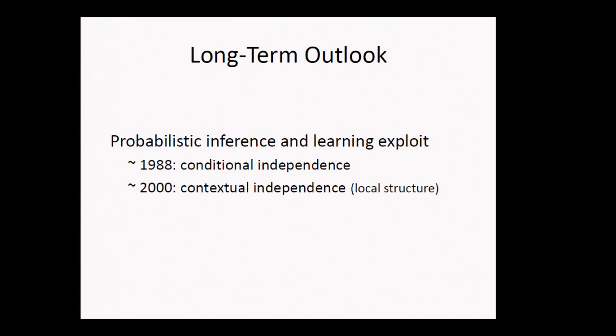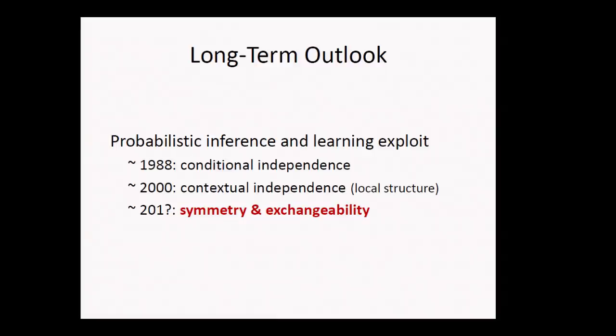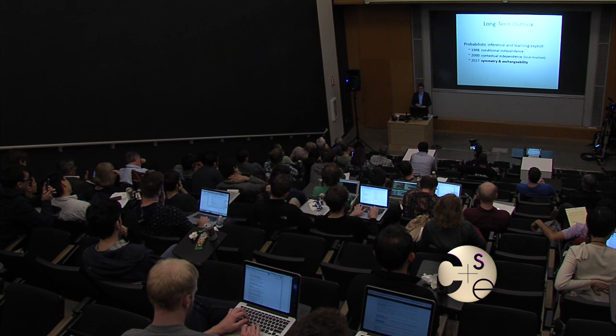And then something that's less well known is that around 2000, a whole bunch of people, including people here actually, figured out that there's another type of structure that you can exploit called contextual independence, or local structure, which, if in your conditional probabilities you have a lot of structure, you can exploit this to get exponential speedups again over what was previously possible. And then I hope that sometime in the future, everyone in machine learning and AI will accept that symmetries and exchangeability are just another way to get exponential speedups over what we were doing before, and that we need this type of high-level probabilistic reasoning to make progress in the next step.